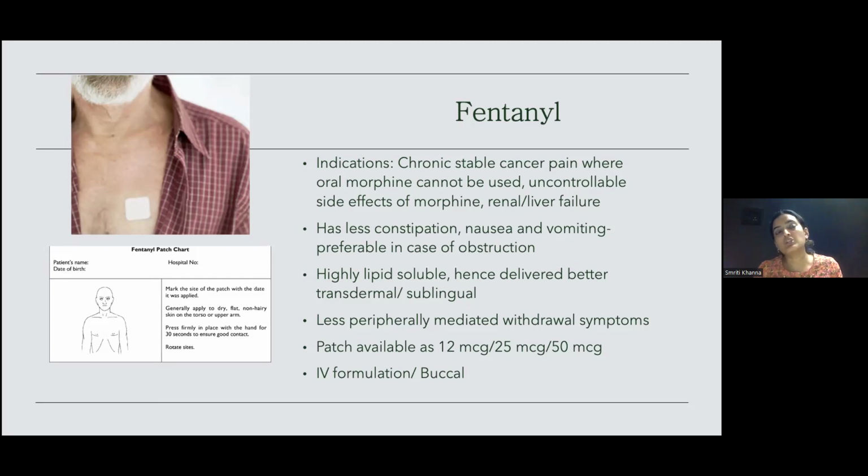And duration of action of fentanyl, it takes about 12 hours once the patch is applied for the fentanyl to get to steady state concentration in the body. And this means that even after removal of the patch, you will have to wait for 12 hours for the drug to completely leave the system.